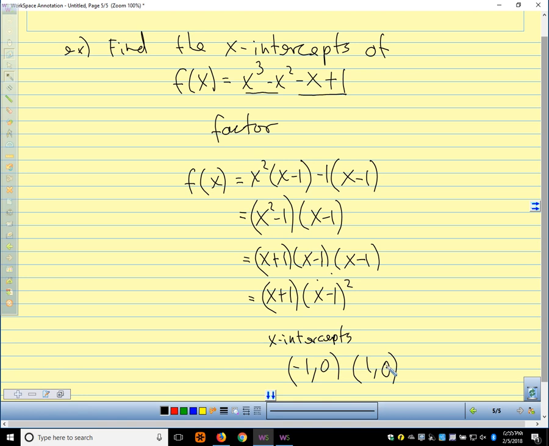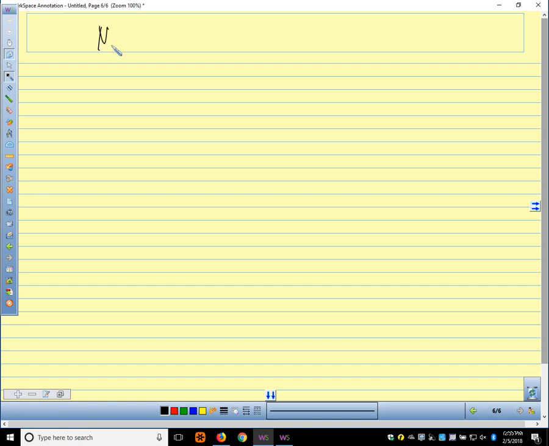All right, questions on this example? All right, so the next topic is multiplicities of roots.